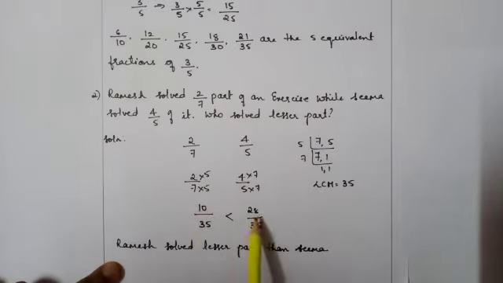Once the denominators are same, I will compare the numerators. When I compare the numerators, 10 is lesser than 28. Then I can say easily that Ramesh solved lesser part than Seema.